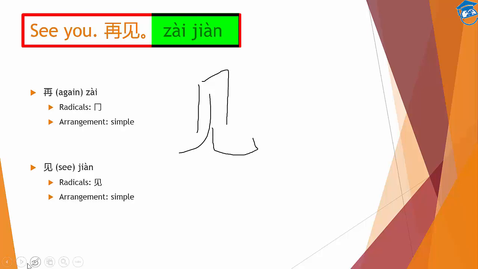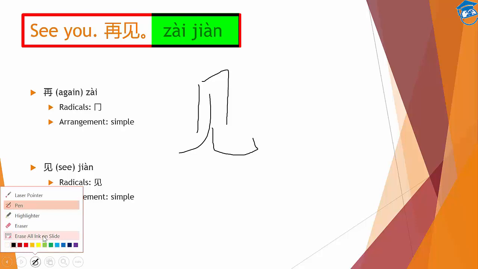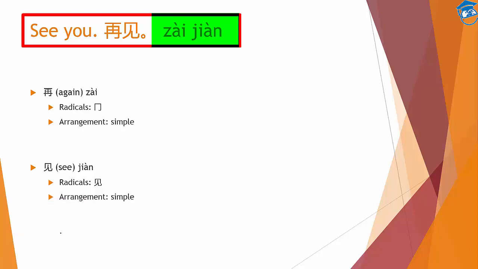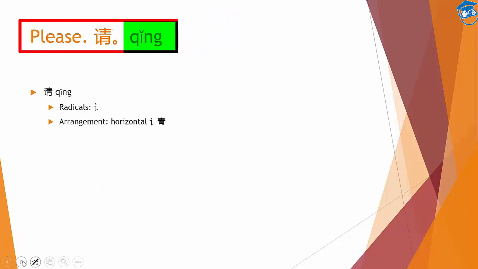Okay, so this is the word 见. And please is 请. So if you are using just one word, it is ushering people into a room. It's like the way of saying after you. It can also be used before you ask somebody to pass you something. So it is just the same as you use please in English.